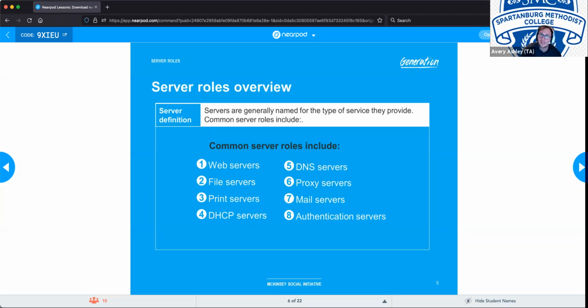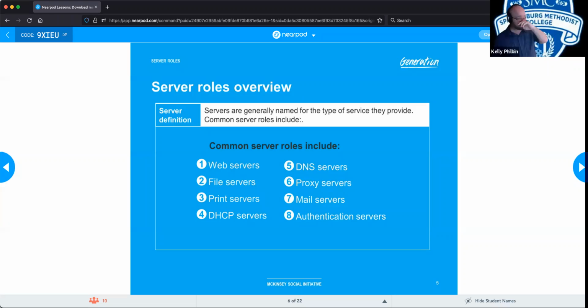Your mother's maiden name. There you go. Yeah, personal information from you so that they can use those to either set up accounts or access accounts that you already have. So that's what a proxy server is.